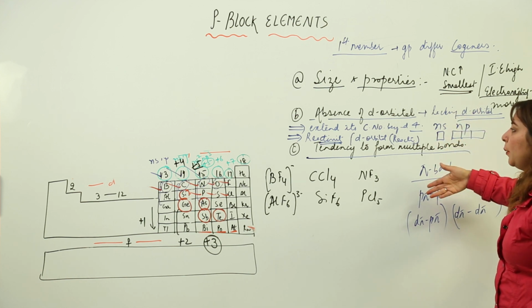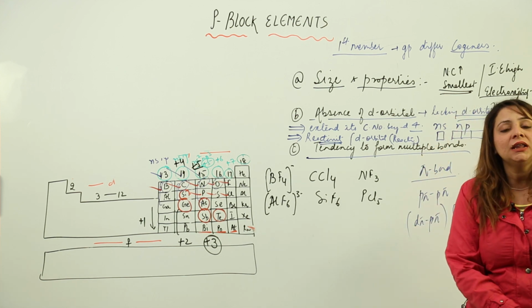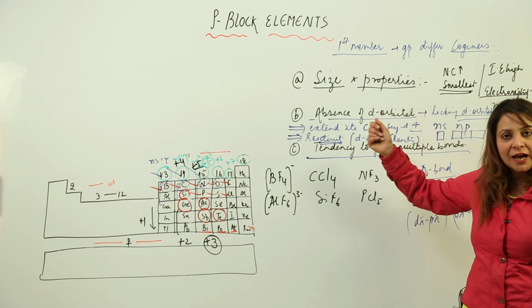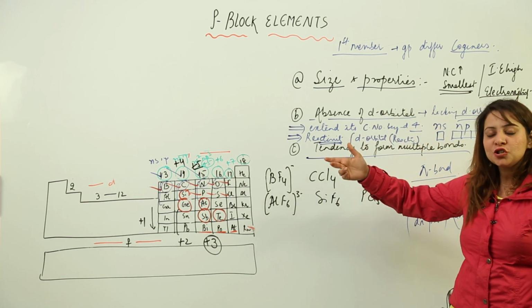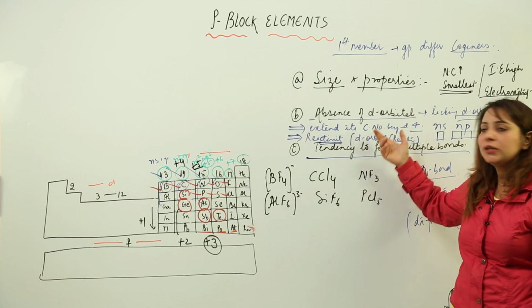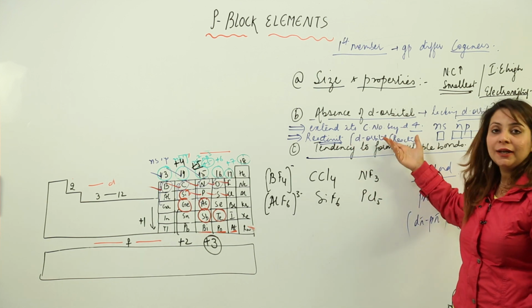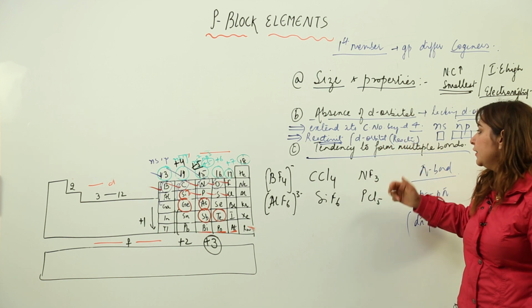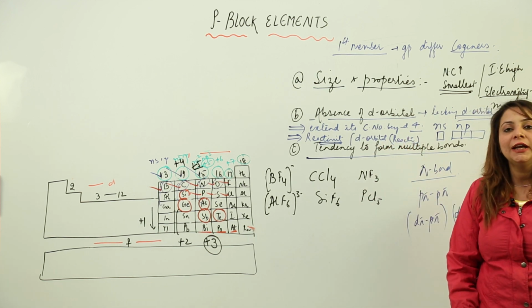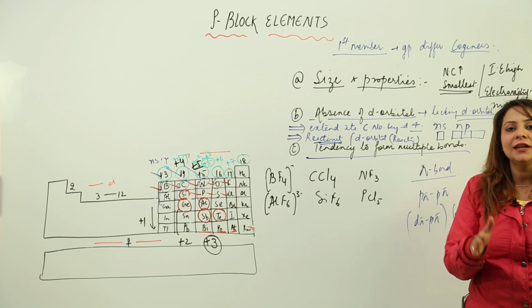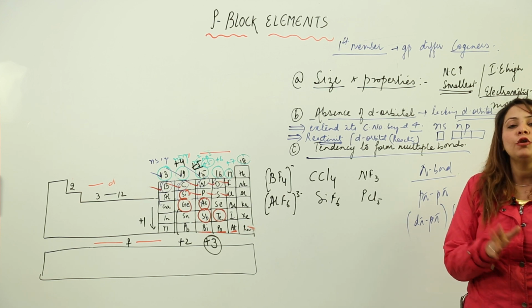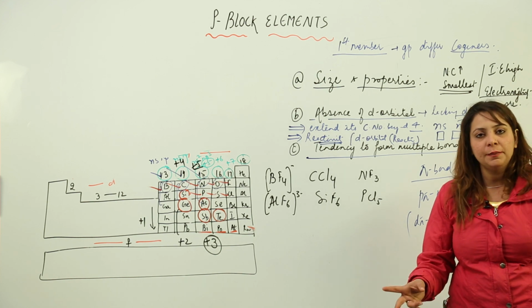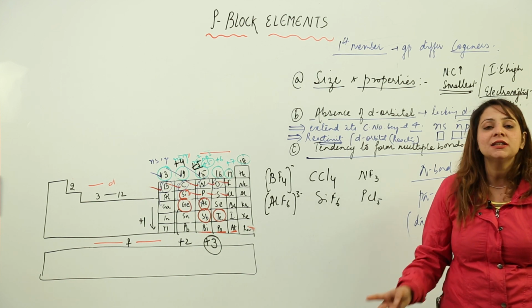So these are the main three properties which make the first member different from its congeners. That is the difference in size, it is smallest, with high ionization energy and high electronegativity; no d orbital, due to which it cannot extend its coordination number beyond 4, and it is comparatively less reactive; and the tendency to form multiple bonding, though it has it, is less, because it can only participate in p pi-p pi bonding, not in d pi-p pi or d pi-d pi, because it is lacking d orbital.